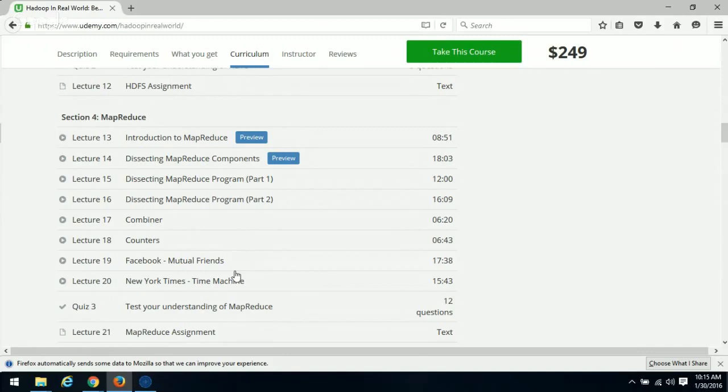All right. And the second reason people skip chapters is that they get excited over certain topics. For example, when they look at the MapReduce chapter, this Facebook mutual friends lecture might sound very interesting to some people, so they want to dive deep into that. Okay.